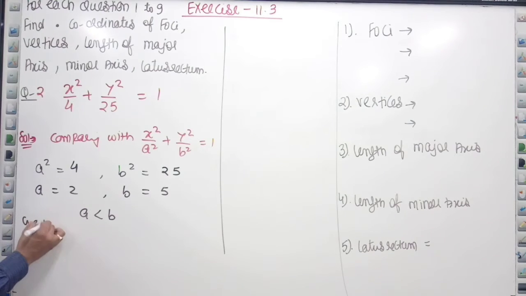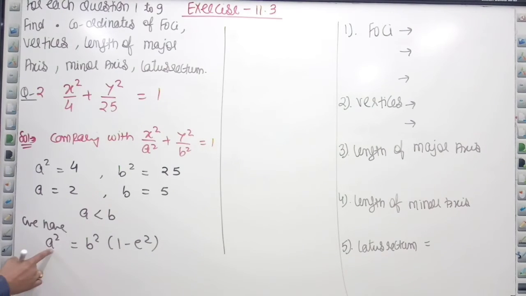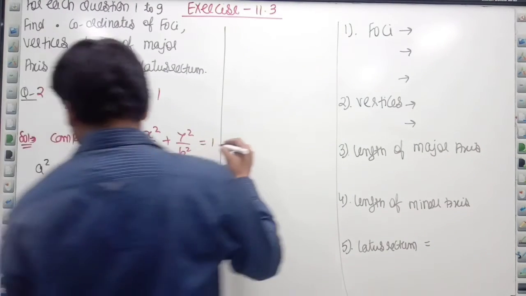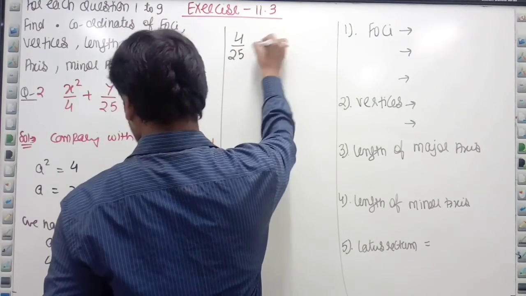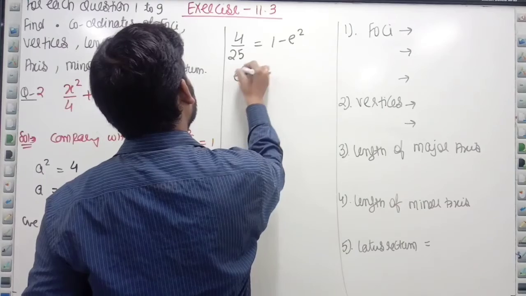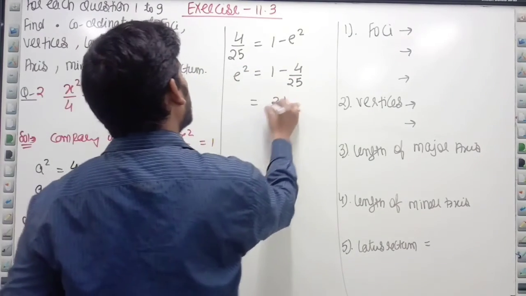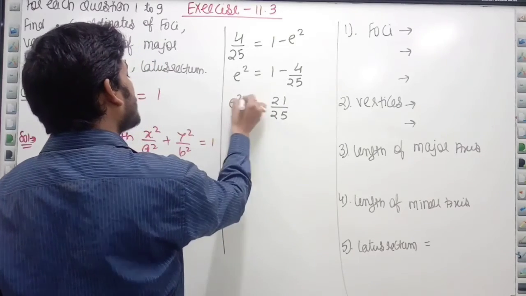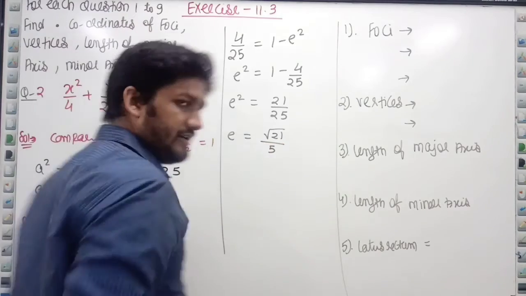So we have the relation a square equal to b square times 1 minus e square. a square is 4, b square is 25, 1 minus e square, so I take 25 to the denominator. 4 upon 25 equal to 1 minus e square. e square is equal to 1 minus 4 by 25, that is 21 by 25. e is root 21 by 5.